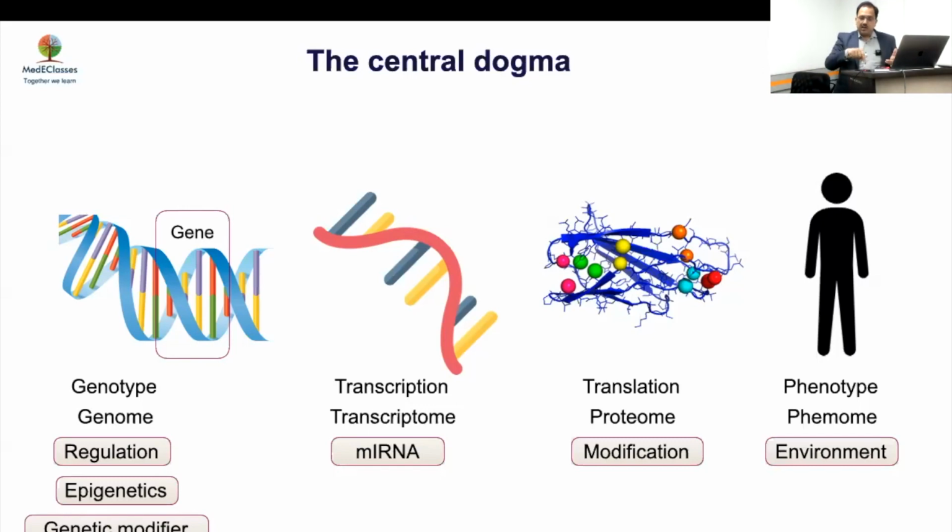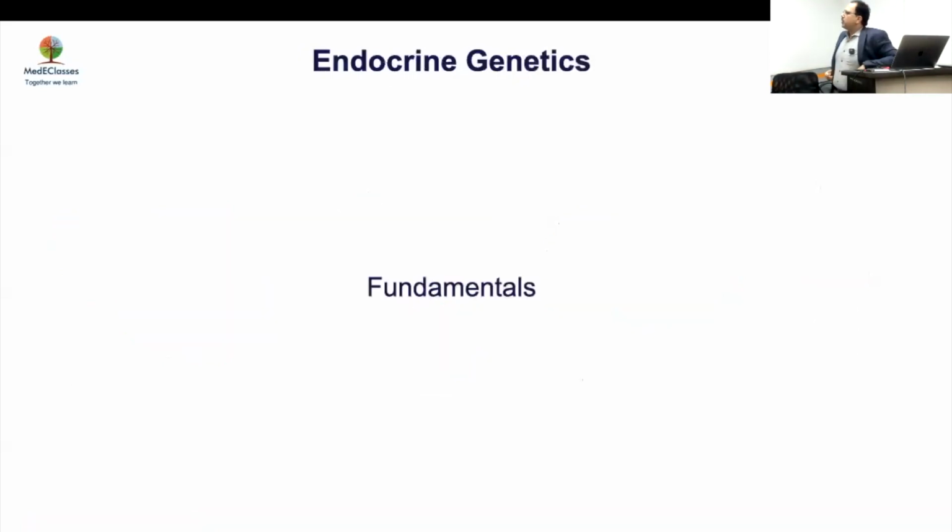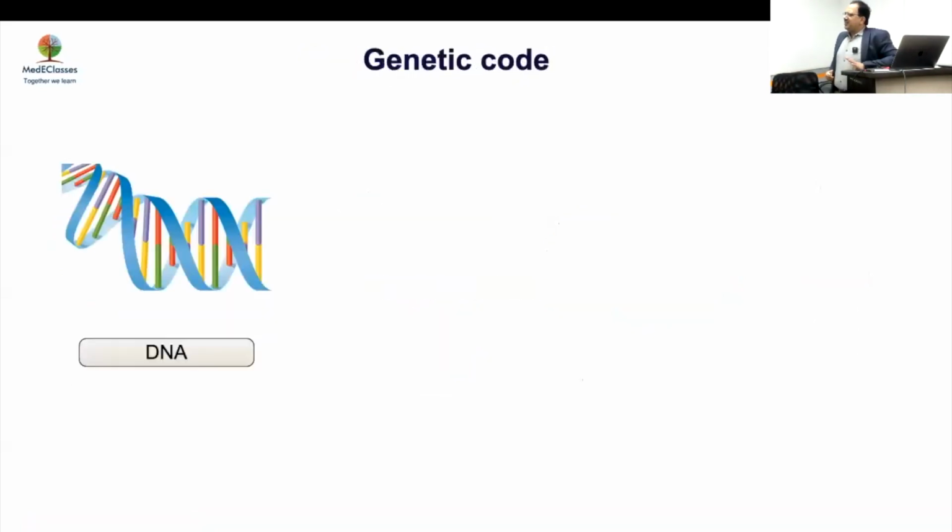So if you assess their whole genome sequencing, you may find nothing. So that is the whole thing, to understand that there are so many other factors which play an important role in the genetic expression. So the fundamentals basically are that DNA is there. It's a huge 3 billion base pairs per cell. It is 2 meters per cell.